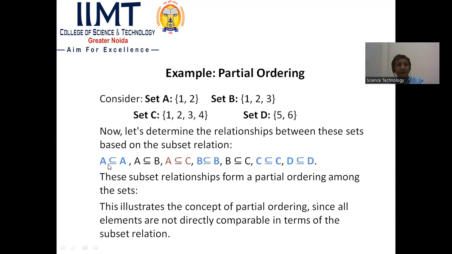We notice by these blue relations that the reflexive property holds because every set is related to itself. Moreover, A is related to B and B is related to C, that is A is a subset of C, so it exhibits the transitive property.